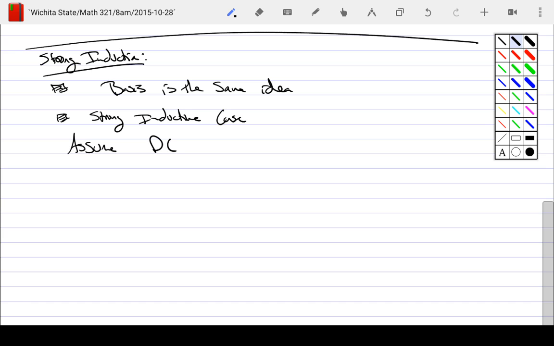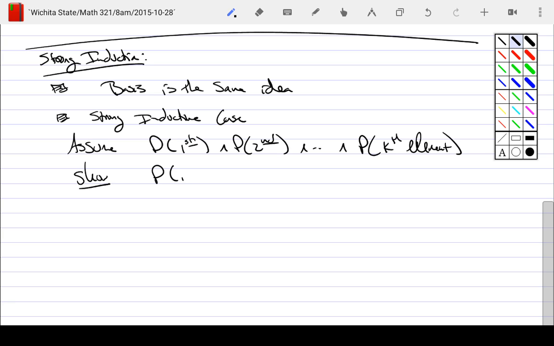assume that p of the first and p of the second and everything up to p of the kth elements are all true. So for each of these, the first element, the second element, the third element, and the kth element are all true. We assume all of those are true. And then we're going to show p of the k plus first is therefore true.